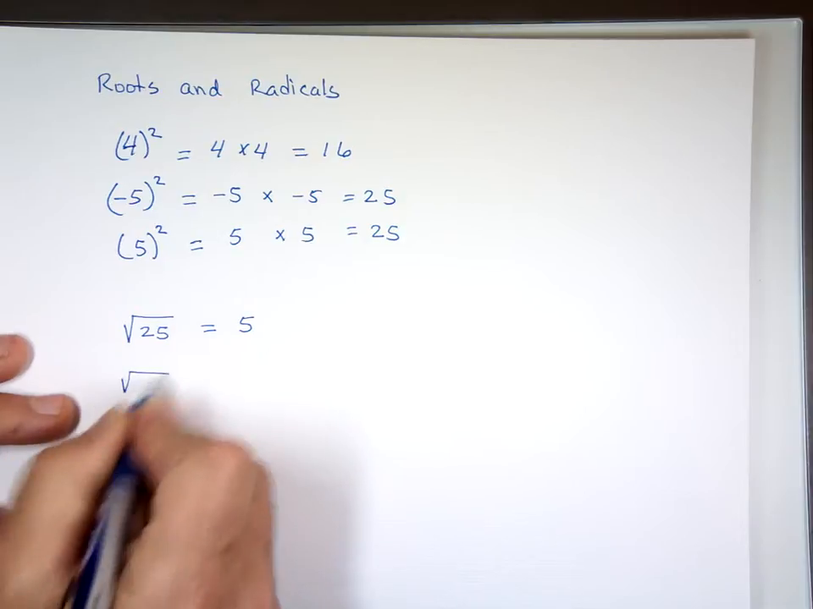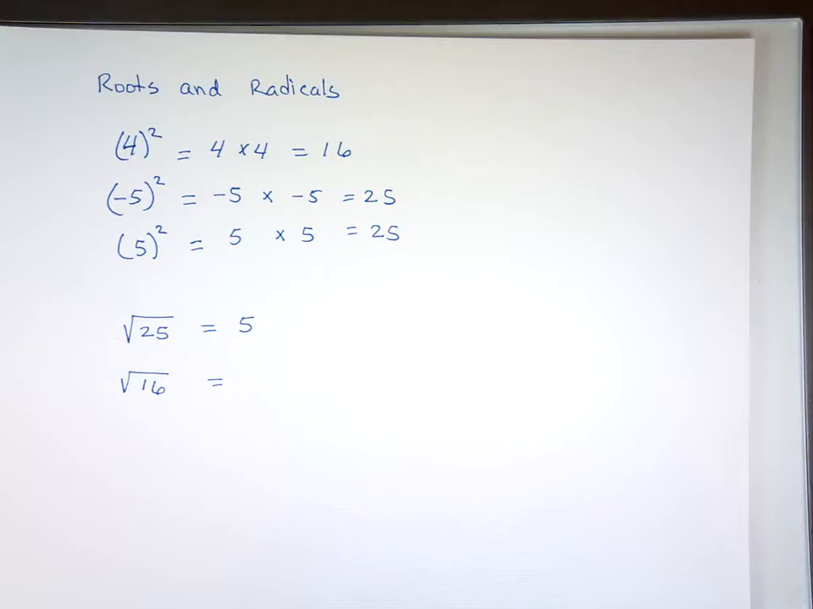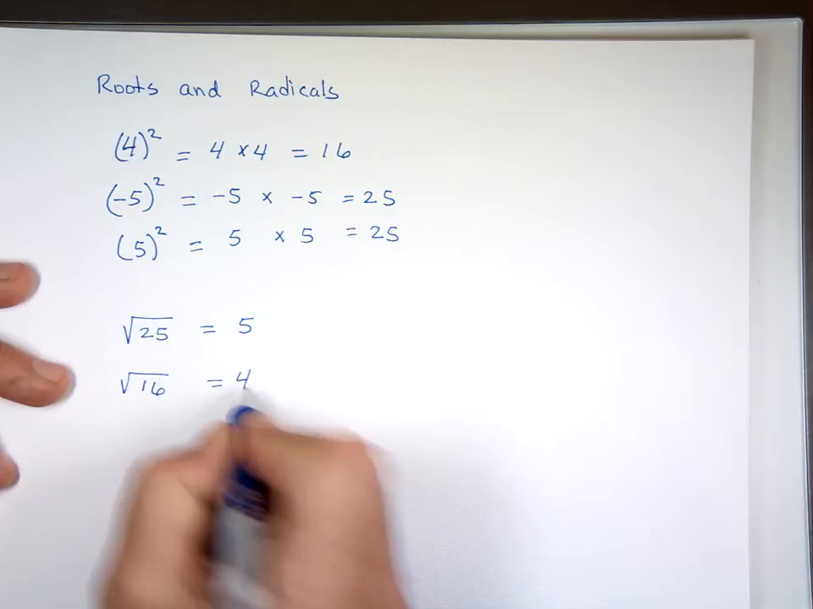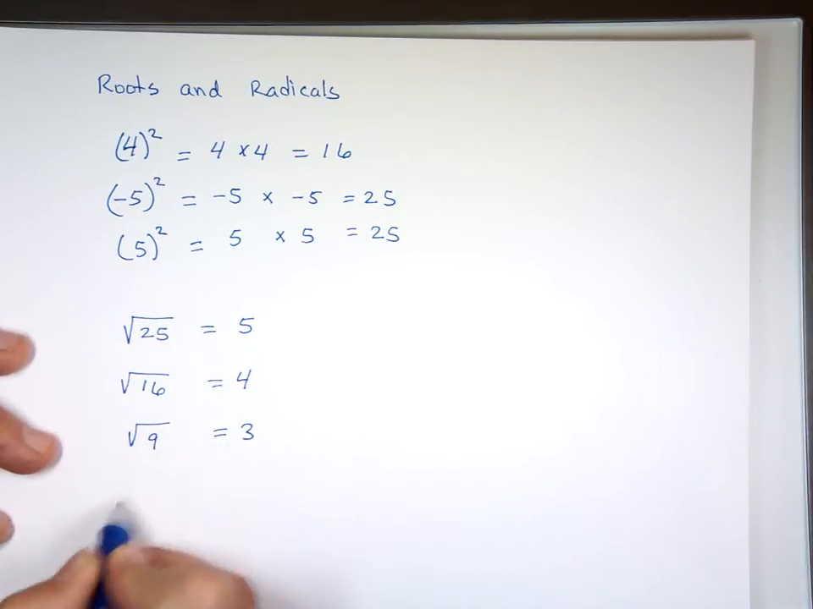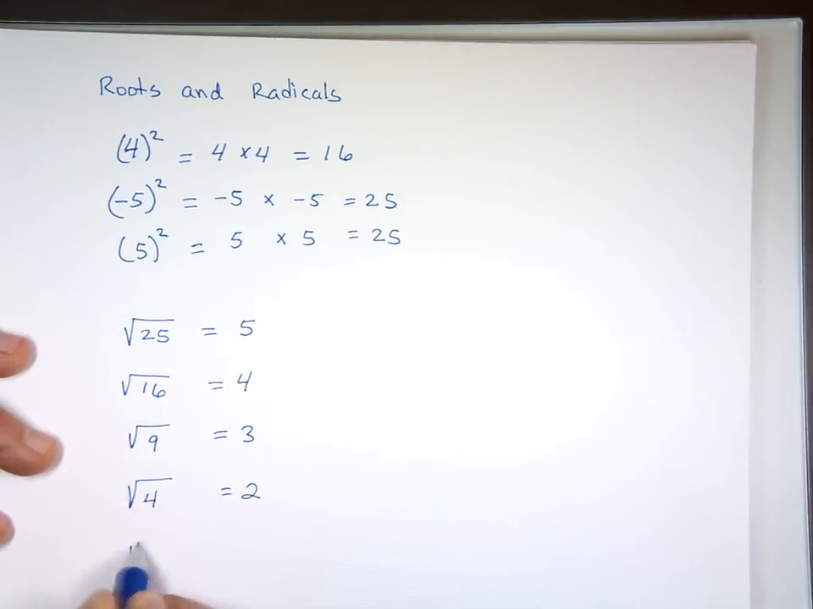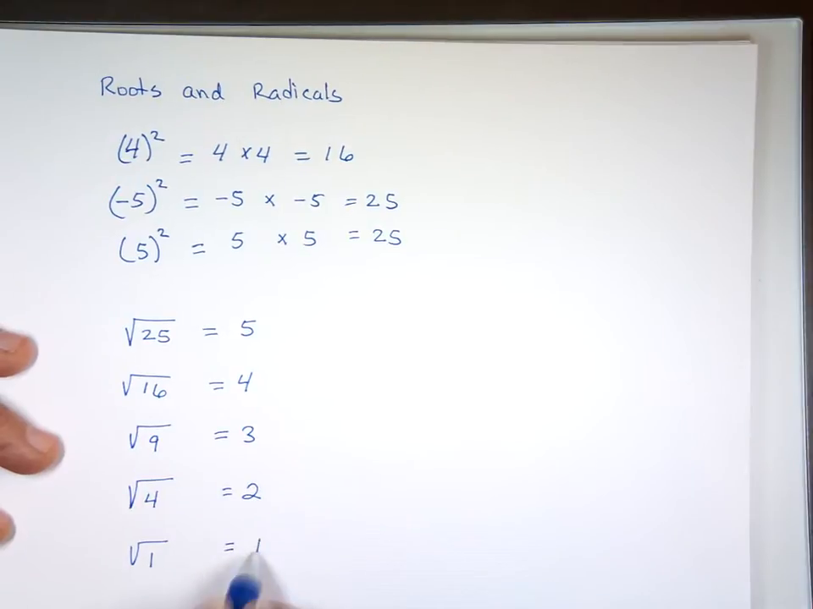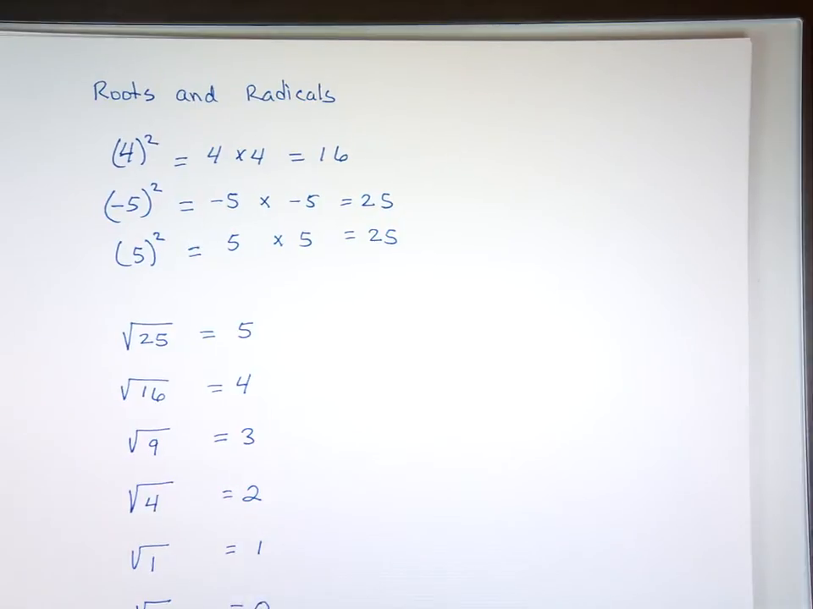What's the square root of 16? Give me a positive number. If you multiply it by itself, the answer is what? 16. 4. Give me the square root of 9. 3. The square root of 4. 2. The square root of 1. 1. The square root of 0. 0. I shouldn't say positive, give me non-negative. That's a better word to use, non-negative, because 0 is not really a positive number.